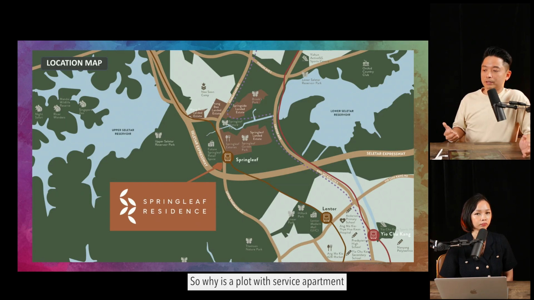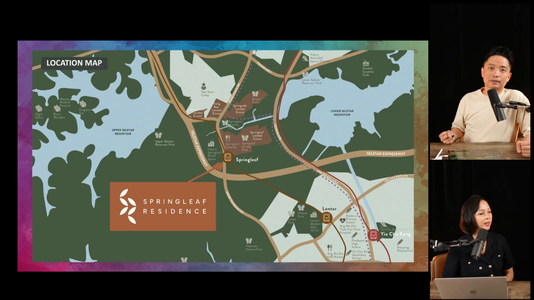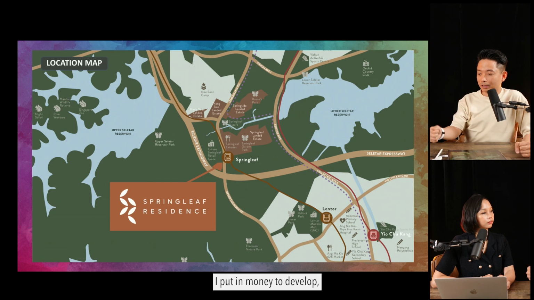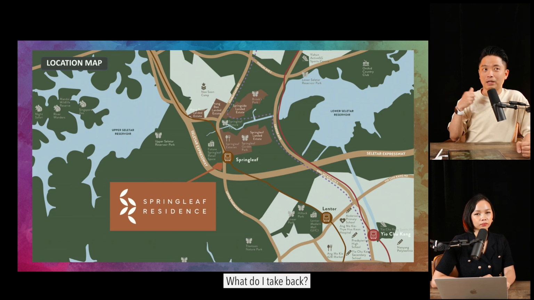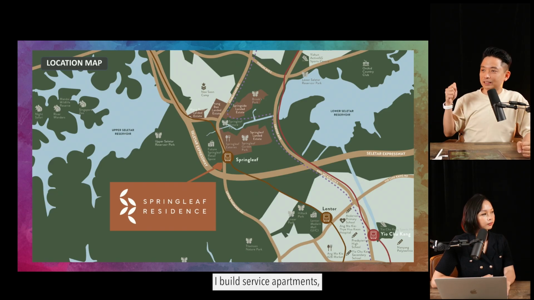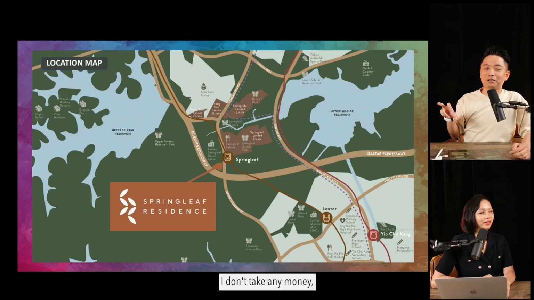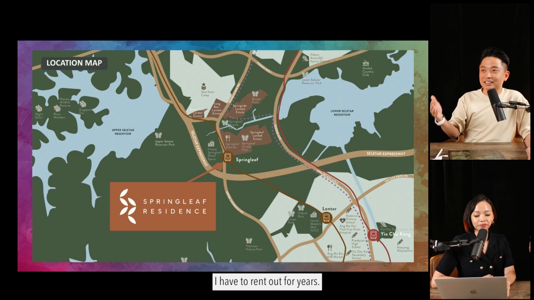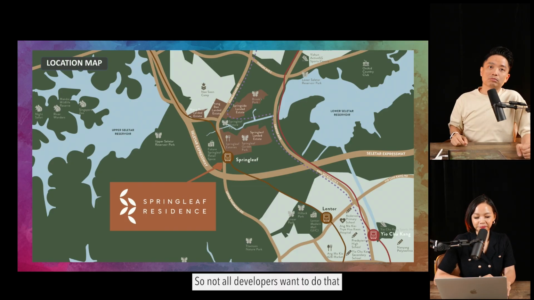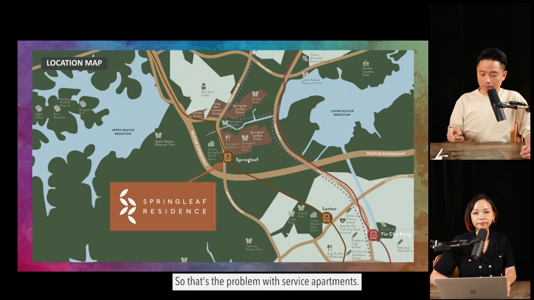So why is a plot with service apartments not so favored by developers? Because it takes up space, and the key is, I put in money to develop. I build a condo, what do I take back? Profit. I sell, I take the full sum back. I build service apartments, maybe at half the cost, what do I take back? You need to maintain it. I don't take any money. I have to rent out for years. So I have to have very big backing in terms of funding to be able to do that. Not all developers want to do that, because your money will be stuck there for a long time. So that's the problem with service apartments.